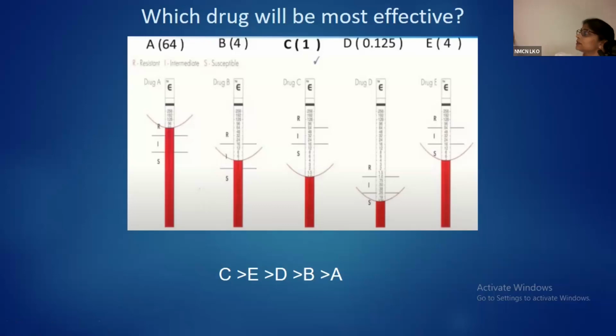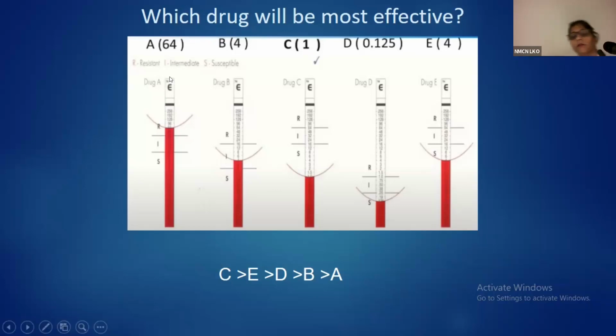So in case, maybe you'll think that D will be the most effective agent by just looking at the MICs. But this is not true, because now we have to see the distance between the MIC and the susceptible breakpoint, that is the BMQ, breakpoint MIC coefficient.